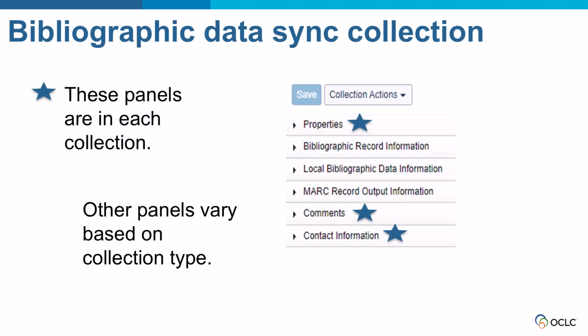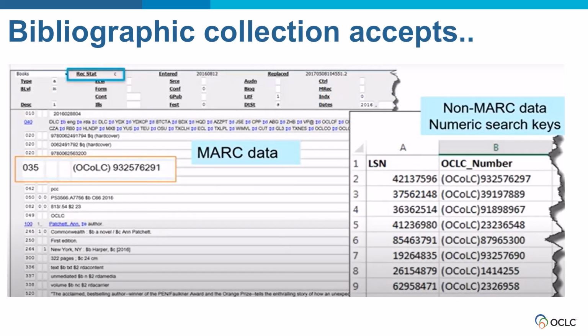The Properties, Comments, and Contact Information panels are included in each collection type. Other panels are specific to the collection type. The panels for bibliographic record information, local bibliographic data, and MARC record output apply to the bibliographic data sync collection. Both bibliographic and Delete WorldCat Holdings collections accept MARC records or numeric search keys for processing.